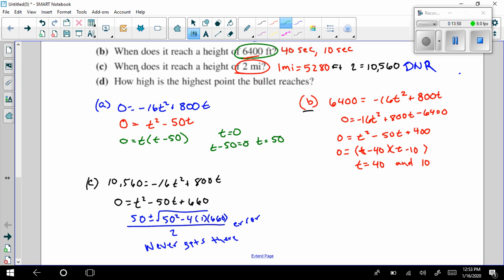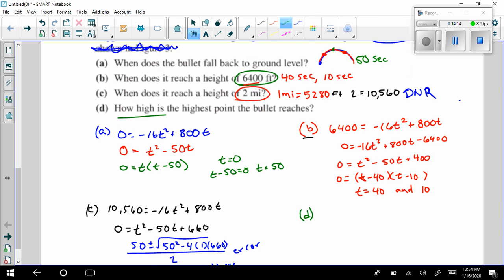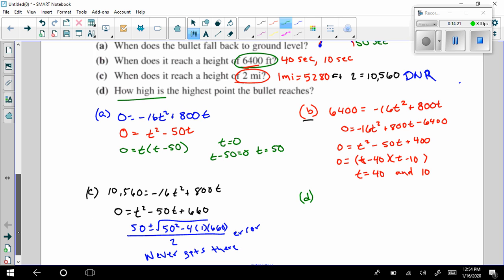All right, and then the last one is D. How high is the highest point? So we haven't really talked about that yet, but I'm going to go through it. Won't be required to know it for this test, though you will see it later on. The highest point of a parabola is that point in the center, that vertex. And so because it hits 6,400 feet twice, we know it's somewhere at least a little bit above that. And so to find that, we can find how long it takes to get to the highest point.